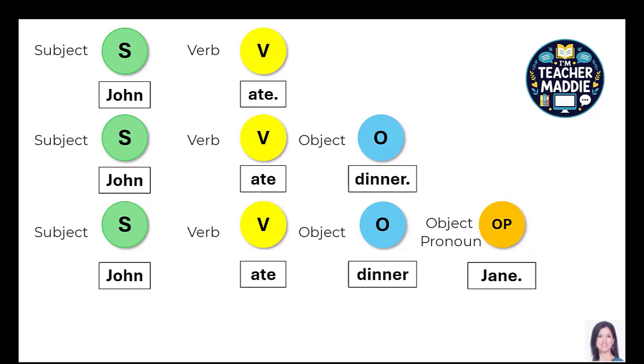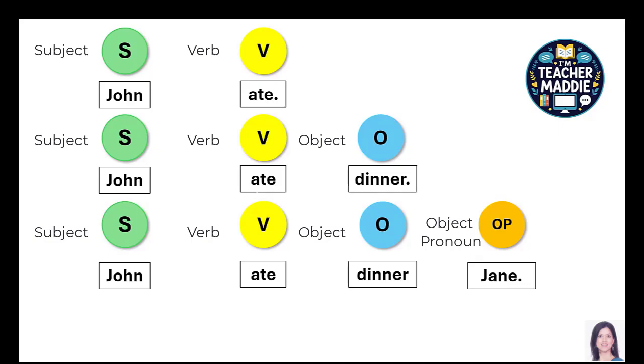Okay? So we have John ate, which has got a subject and a verb. The second one, John ate dinner. That answers our question of what did he eat. The third one has John ate dinner, and then I put Jane. Okay, so subject, verb, object, object pronoun. Let's start that again. Subject, verb, object, object pronoun.